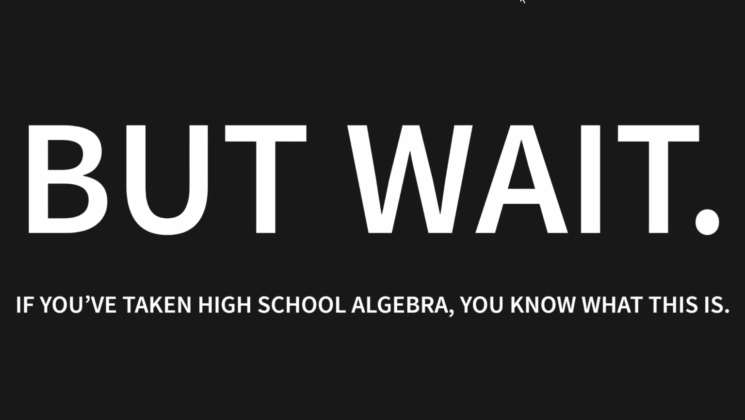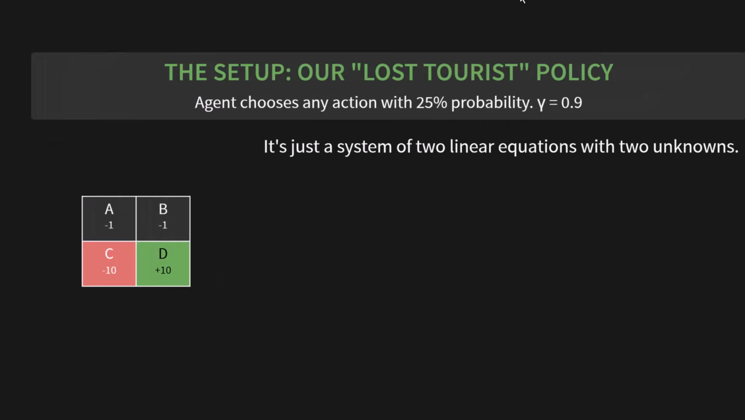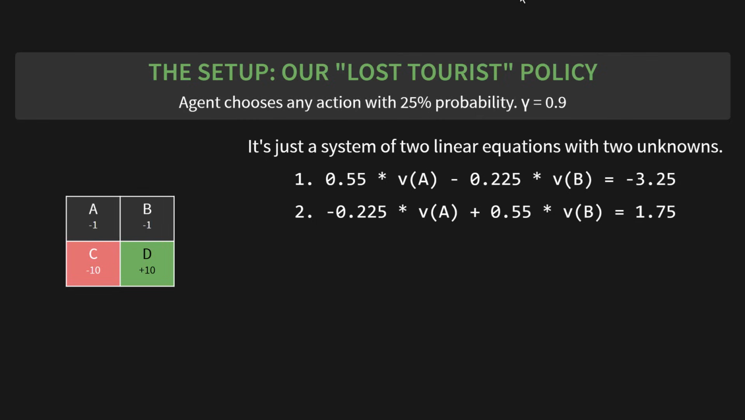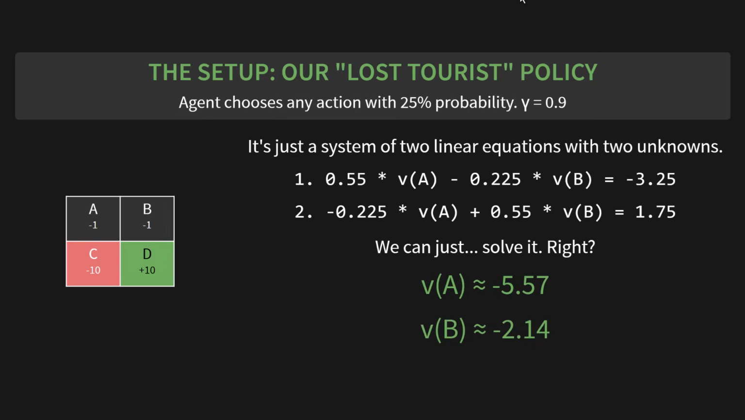But wait, if you've taken high school algebra, you know what this is. It's just a system of 2 linear equations with 2 unknowns. We can simplify it down like you see here, and we can just solve it, right? Plug it into a calculator, use matrix inversion, whatever you want. And we get the answer. The value of A is about -5.57, and the value of B is about -2.14. There, the true values. Problem solved. The crystal ball works. Video over.